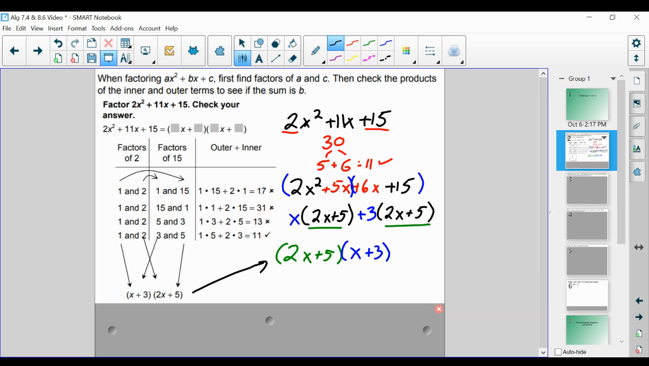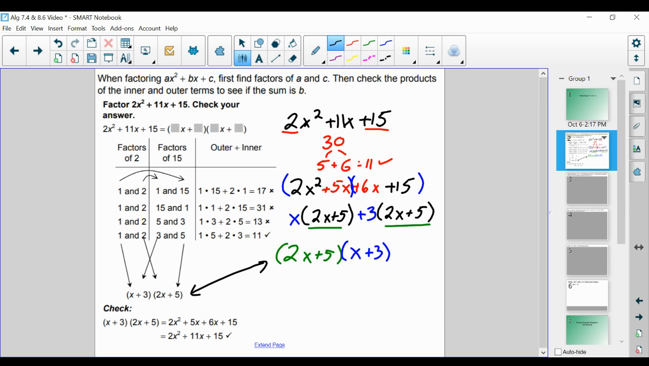And you're going to notice that we end up with the same answer as we did before. And again, we can check our work by doing that foiling process and ending up back where we started. Again, order does not matter. On the left, it's x plus 3 times 2x plus 5. And then the way that I did it was 2x plus 5 times x plus 3. It's the same thing. 2 times 3 is 6, and 3 times 2 is 6.